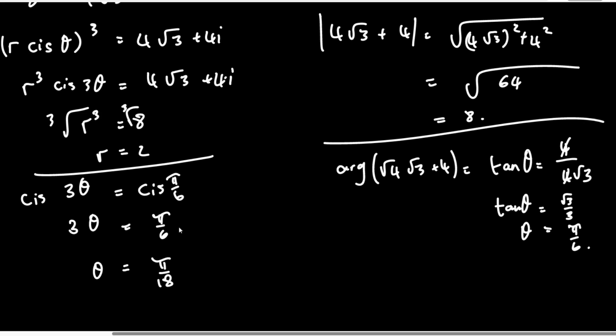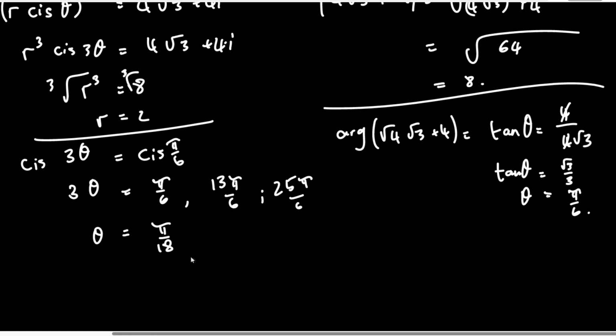Okay, that's the first step though. But now remember, we're doing the 2 pi rotations and I got 3 of them. So now if I add 2 pi, the next rotation will then be 13 pi over 6. And this one will then be 25 pi over 6 for my rotations. So I can then just divide by 3, giving 13 pi over 18 and 25 pi over 18.